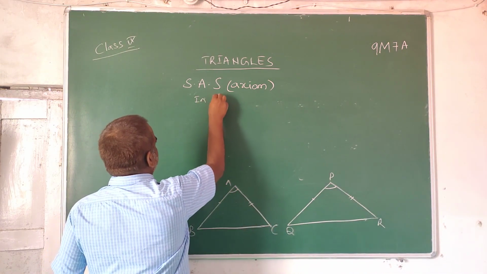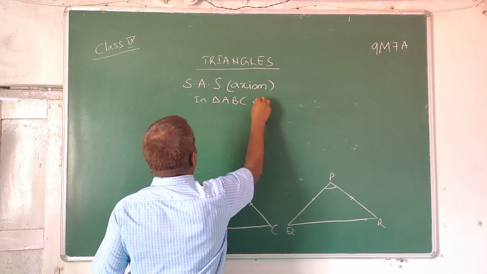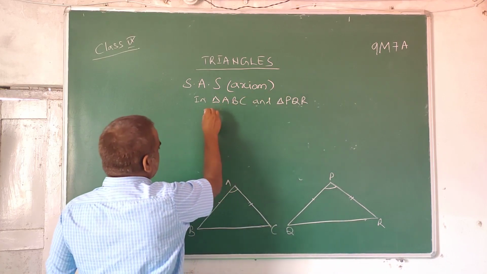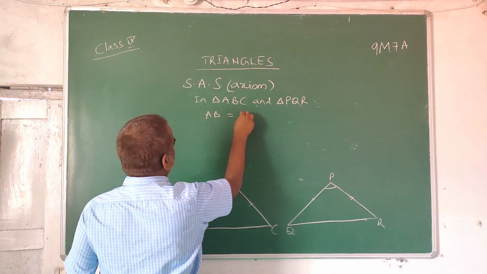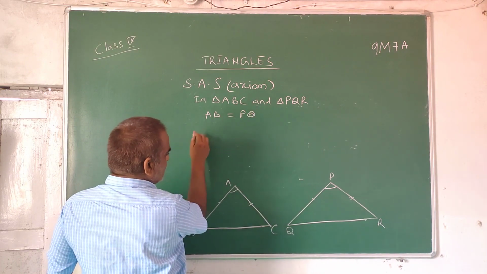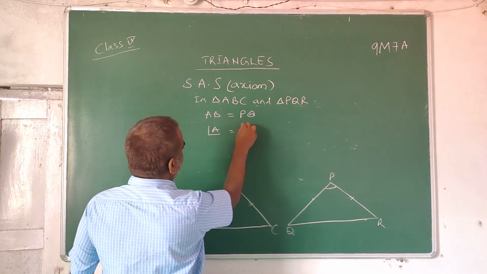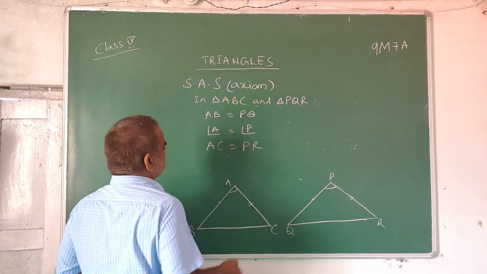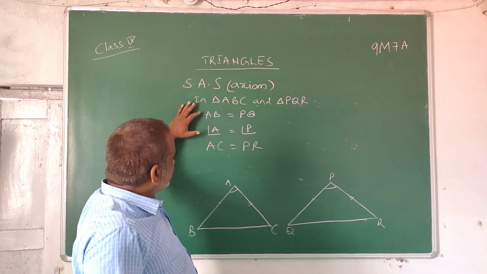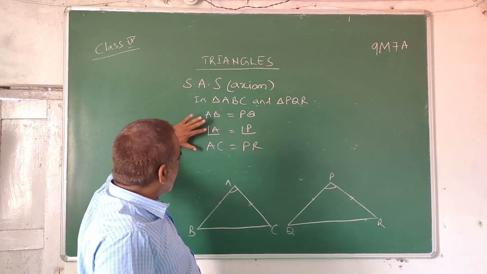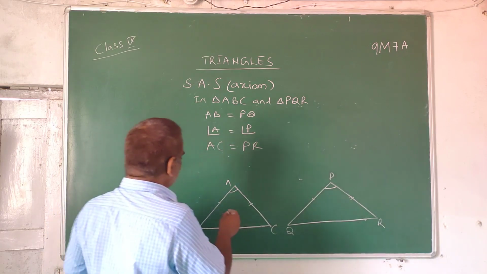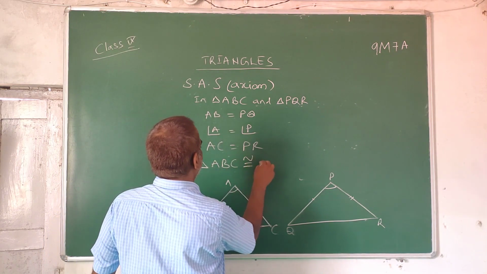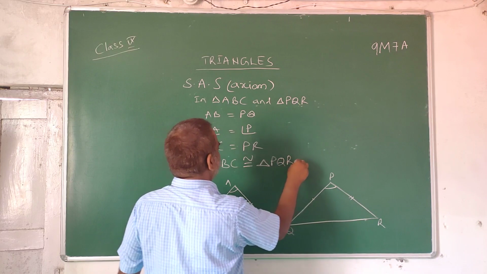in triangle ABC and in triangle PQR, AB is equal to PQ, angle A is equal to angle P, AC equal to PR. So, two pairs of corresponding sides are equal and the angle included between them is equal, then triangle ABC is congruent to triangle PQR by SAS axiom.